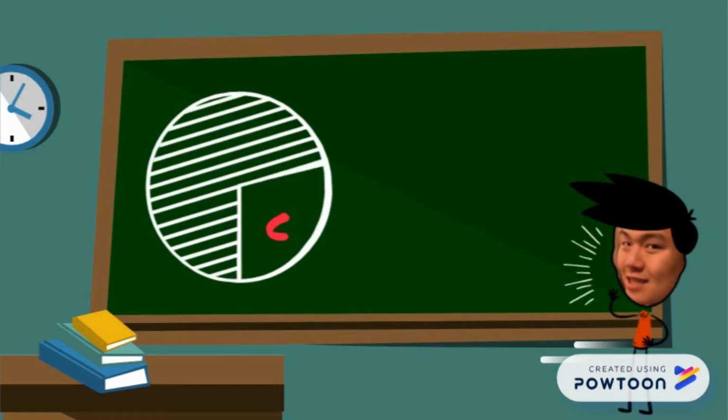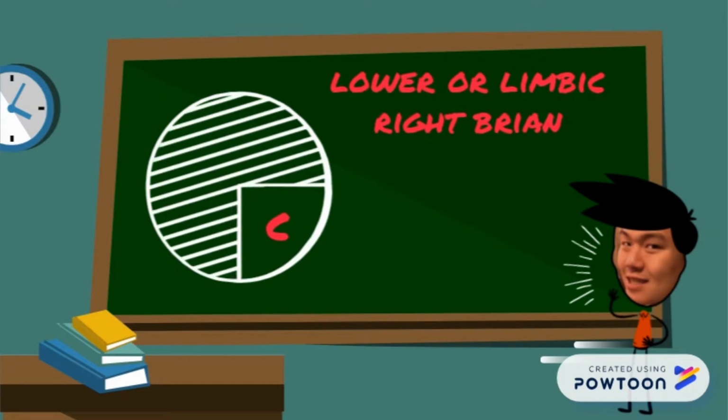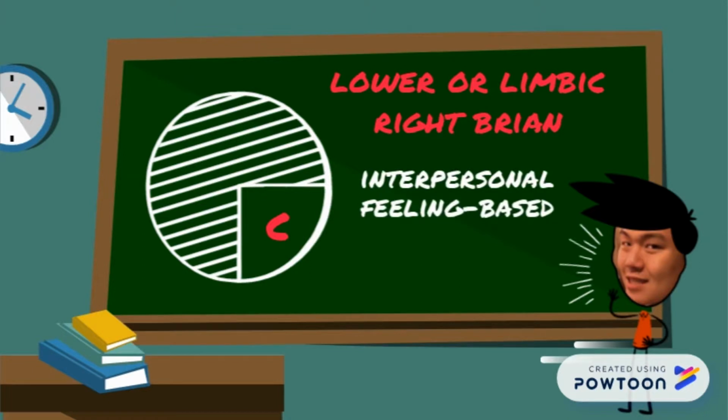Quadrant C, also known as the lower or limbic right brain, is concerned with the person's relation. This includes being interpersonal, feeling-based, kinesthetic, and emotional.